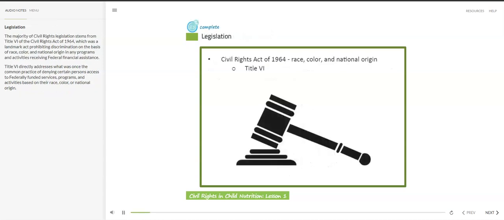Legislation. The majority of civil rights legislation stems from Title VI of the Civil Rights Act of 1964, which was a landmark act prohibiting discrimination on the basis of race, color, and national origin in any programs and activities receiving federal financial assistance. Title VI directly addresses what was once the common practice of denying certain persons access to federally funded services, programs, and activities based on their race, color, or national origin.